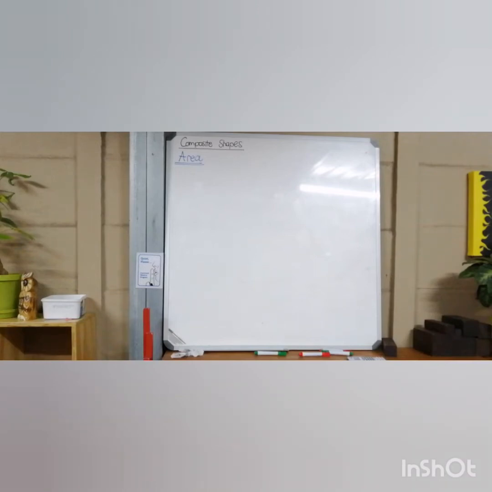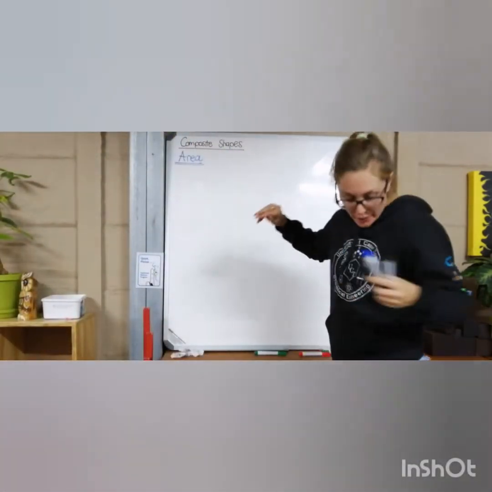Okay, grade 9s. I'm hoping we remember our formulae for area and perimeter. You were supposed to do that just before your break. So today we are going to look at composite shapes. We looked at the regular, normal, basic, easy shapes. Today we're going to look at composite shapes, starting with area.